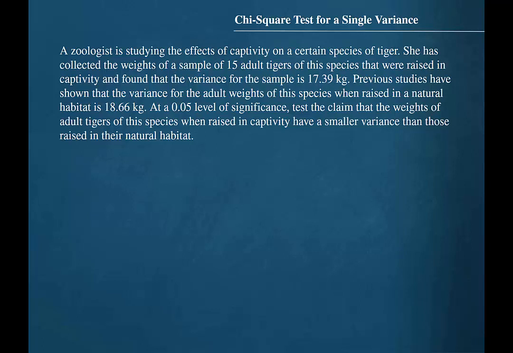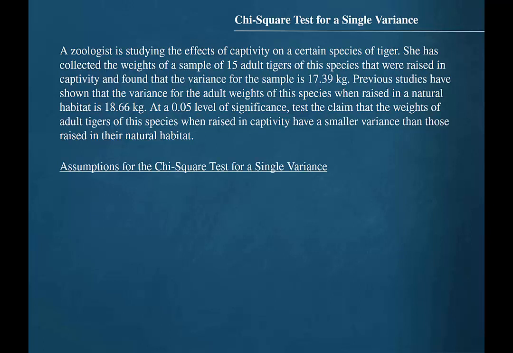Previous studies have shown that the variance for the adult weights of this species when raised in a natural habitat is 18.66 kilograms. At a 0.05 level of significance, test the claim that the weights of adult tigers of this species when raised in captivity have a smaller variance than those raised in their natural habitat.